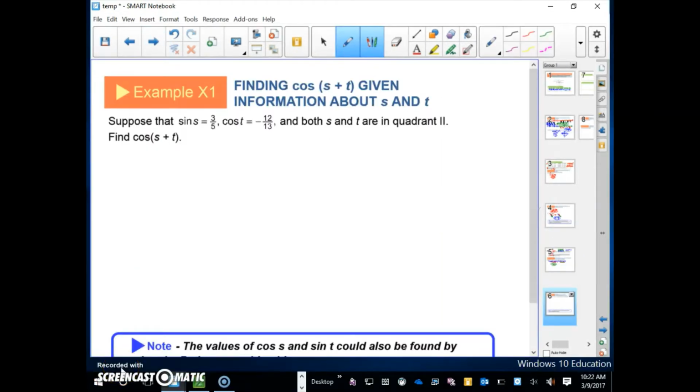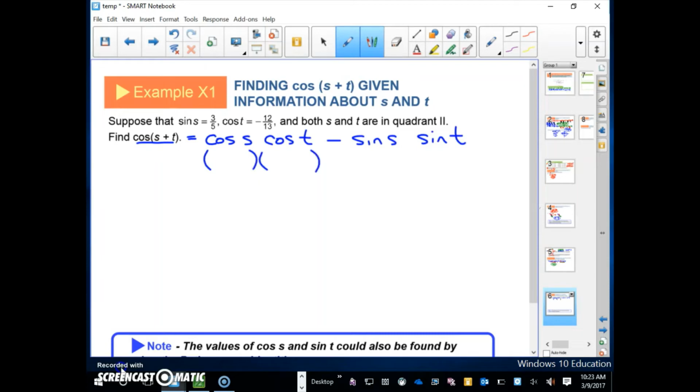Example 4: suppose sine s is 3/5, cosine t is negative 12/13, and both s and t are in quadrant 2. Find cosine of s plus t. Where I would start is just notice this is one of our patterns. Cosine of s plus t is the cosine sum formula, and if you don't remember it, look it up. It's going to be cosine cosine minus sine sine. Start there.